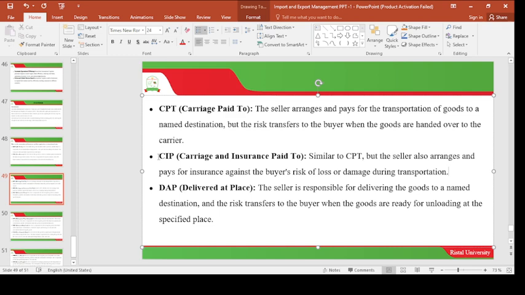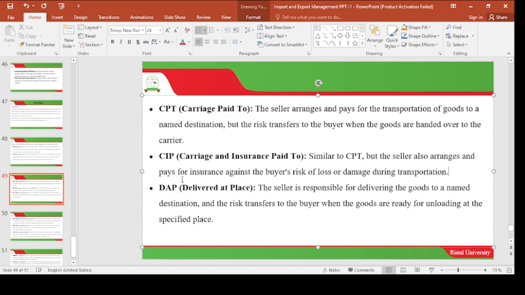So we have DAP. DAP, that is delivered at point. Here, this term means the seller is responsible for delivering the goods to a named destination, and the risk transfers to the buyer when the goods are ready for unloading at the specified place. So here, the seller will be responsible for delivering these goods. Payment, transportation, insurance is on the seller. But the risk of unloading these goods starts, the buyer starts from there.